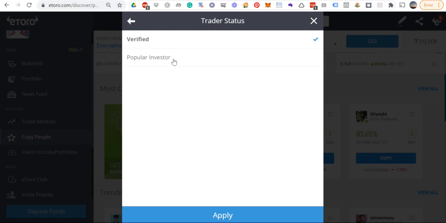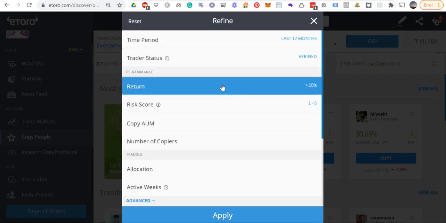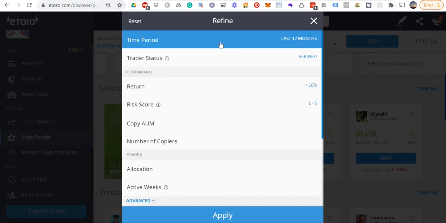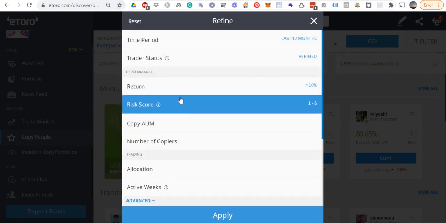Just because someone has become a popular investor doesn't necessarily mean you should shut out all of the other verified investors or investors that are doing well. You're interested in performance, not if someone's just become a popular investor. Return greater than 10%. You might want to experiment with this. Do different searches, like go over 50%. But I tend to just leave that. Just see what comes up.